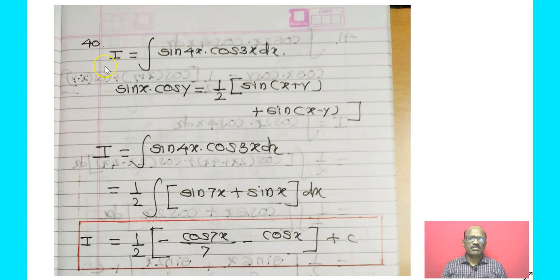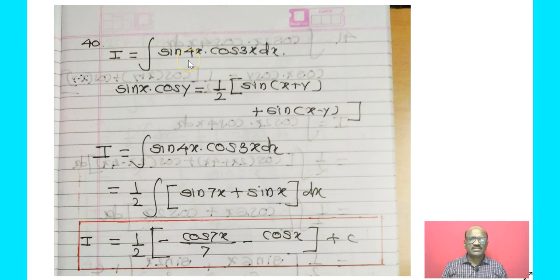Now next problem, number 40. I is equal to the integral of sine of 4x times cos of 3x dx. Now what is the formula? Sine x into cos y is equal to 1 upon 2 times (sine of (x plus y) plus sine of (x minus y)). Whenever there are terms like this, sine and cos, you apply the same formula.